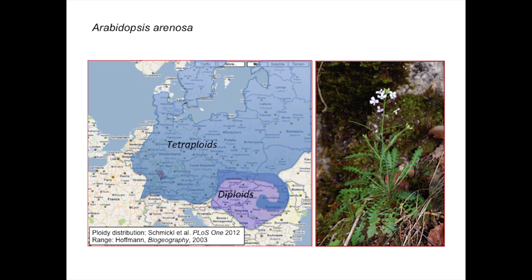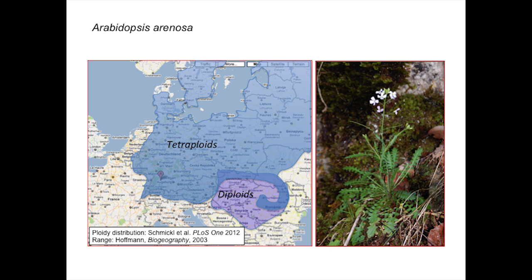So to start studying this question, we've been working on a model system. This is Arabidopsis arenosa. It's found throughout Central and Northern Europe as an autotetraploid. That is, it's a within-species genome duplication. All 4 chromosomes, or all 4 copies of every chromosome that it has, are roughly equally homologous.